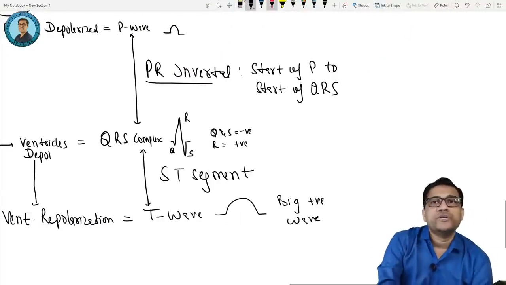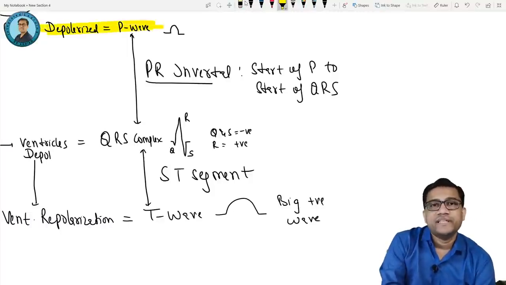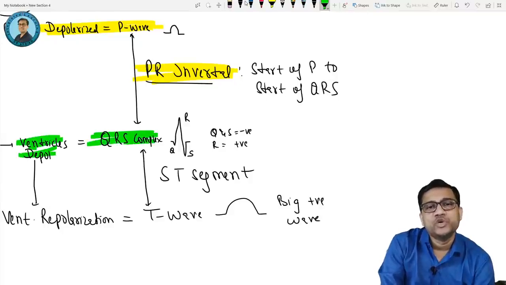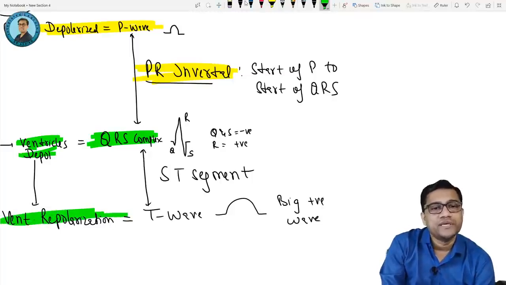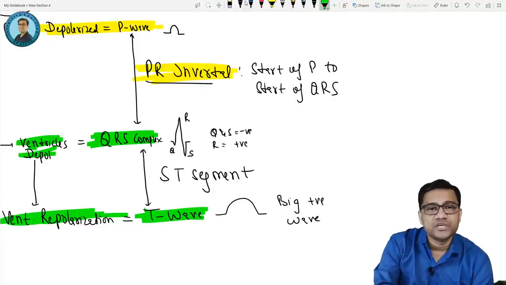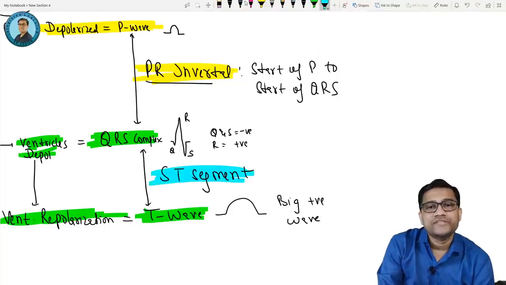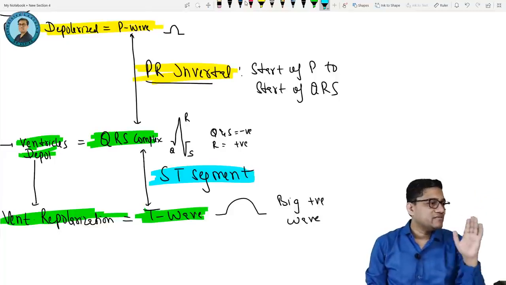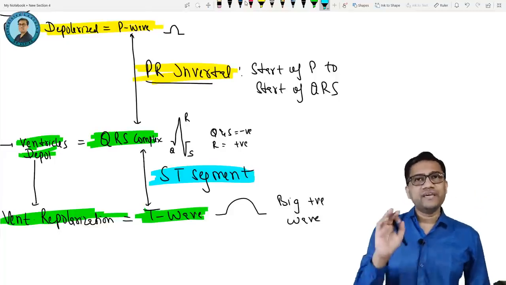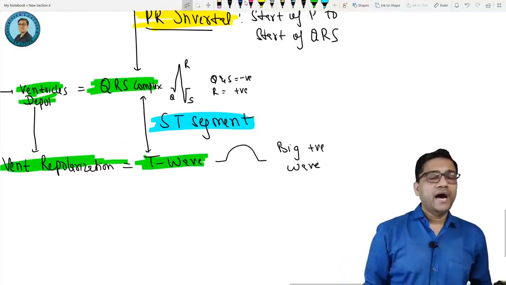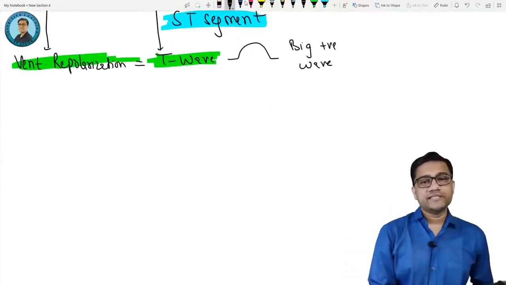These things, that's it. Atria depolarize, P wave, then there's the interval till the QRS. Then the ventricles depolarize, QRS. Clear? Then the ventricles get repolarized, and that is the T wave. And what is between the QRS and T wave? It is the ST segment. So where is the ST segment? Between the QRS and the T wave. ST segment is very, very important. Okay. Now, what is the final picture? It is like this.